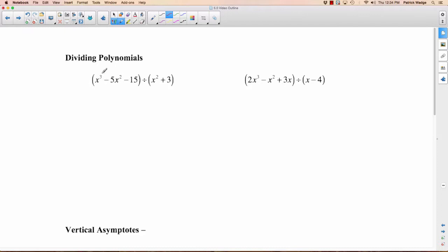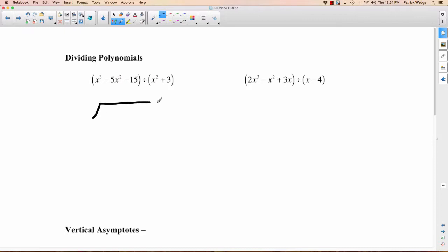Okay, next we're going to divide polynomials. So we have a cubic here, and we're dividing it by a quadratic. The only way you're going to be able to divide these is by using long division, I'm afraid. If you're dividing something of the form x plus a or x minus a, then you can use synthetic division, which we'll get to in a second. But for here, you have to use long division. So how do we do that?